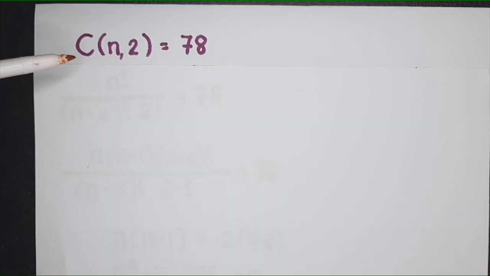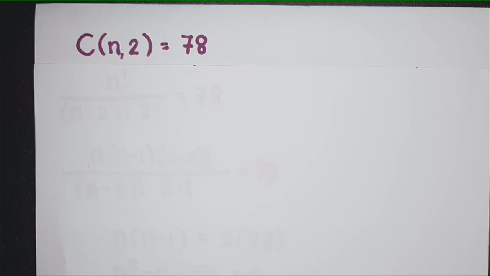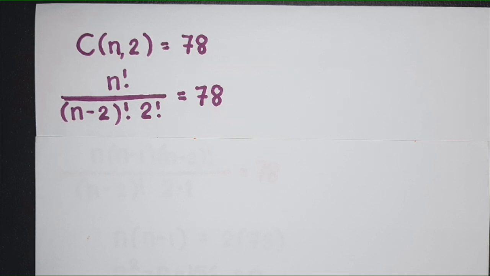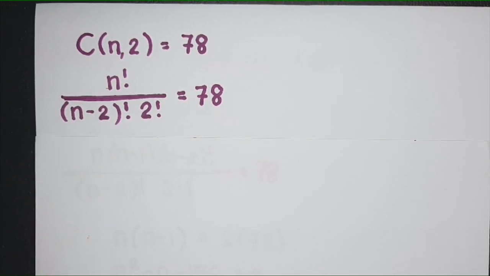Okay, so this is the first number. So, to find n, you try to write this in terms of factorials. Right? Okay, you just recall the combination formula. And it looks like this. Diba? So, n factorial, right? Tapos, n minus r factorial times r factorial. Right? And then, we try to simplify.